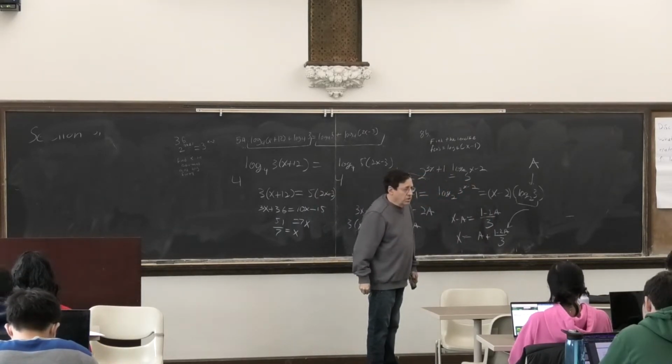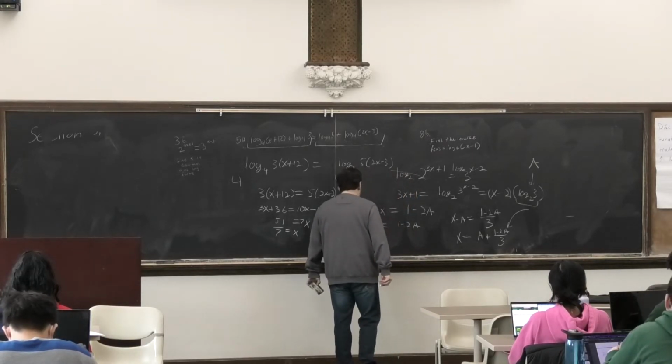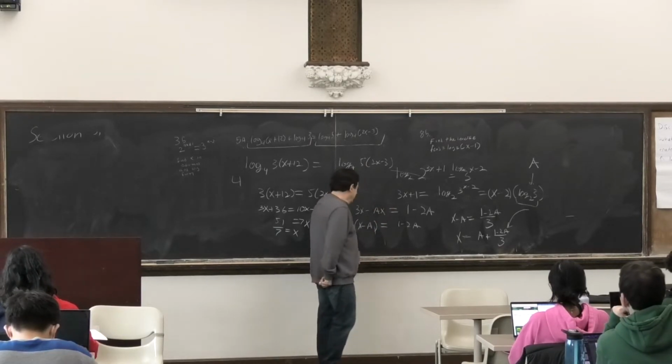Yes? How do you get 3 out of 3x minus 8x? Oh, I make a mistake. That's how, and nobody watches except you. That's how. Thank you.